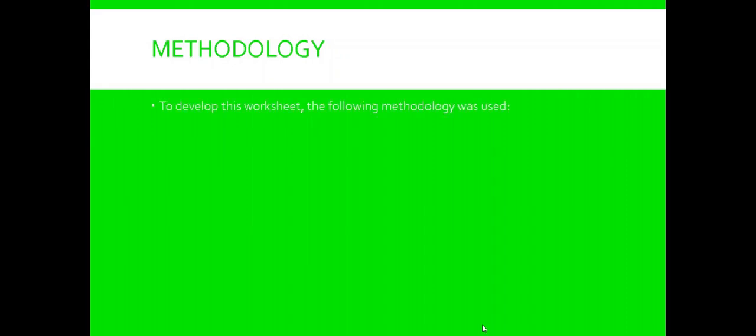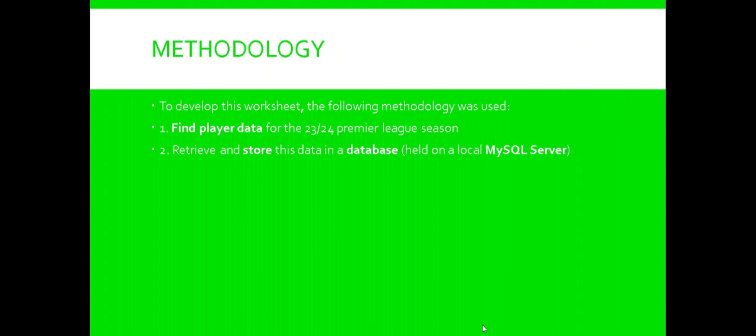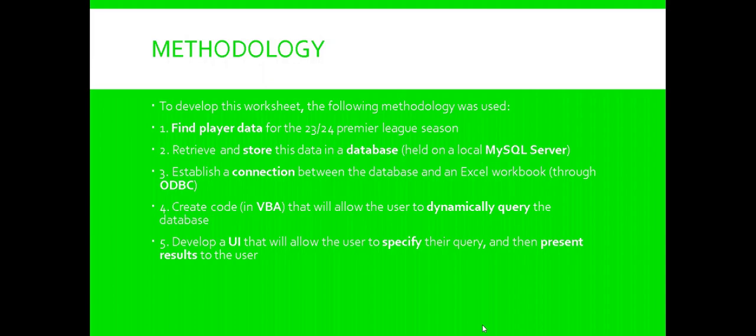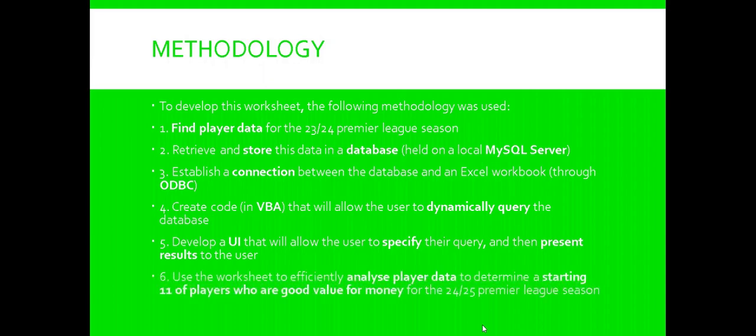Let's go over how we're going to do this. So we've got to have key data about the players. We need to store the data in a database in a local MySQL server. We need to then connect this database to an Excel worksheet. We need to create code to query that worksheet. And then we need to make a UI which will allow the user to interact with the data in the database and be presented certain information. And then with that information, we can choose which players are good value for money and make a top 11, a top team of players who are good value for money for the next season.